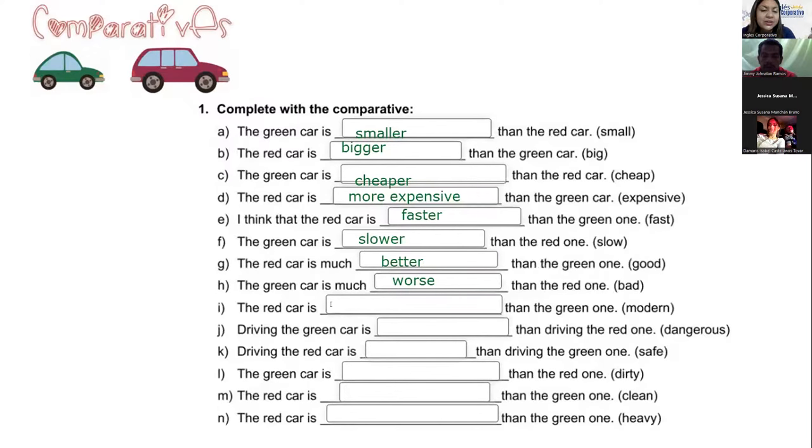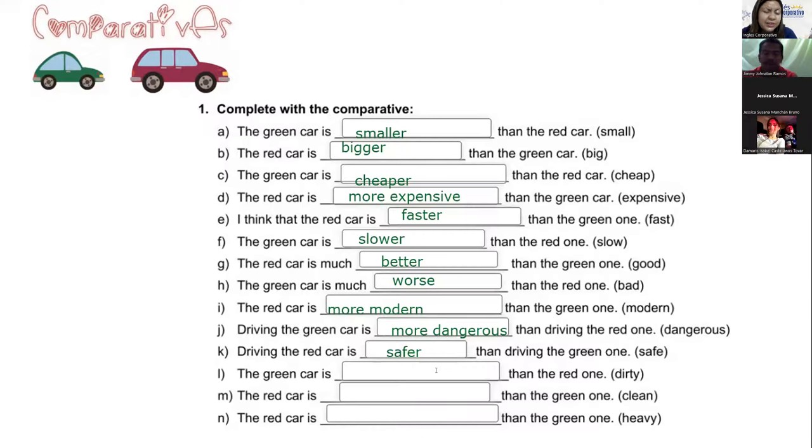Letter I, the red car is more modern. That's right, more modern. Driving the green car is more dangerous. More dangerous. Driving the red car is safer than driving the green one.